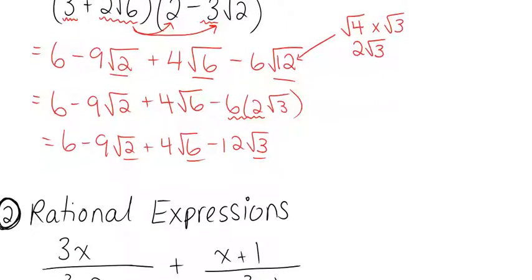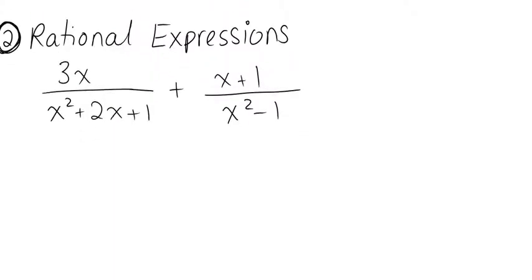So we're done. Okay, second topic was rational expressions. So in this section, we're going to be either adding, subtracting, multiplying, or dividing, one of those. So if we're adding or subtracting, we have to make sure our denominators are the same. If we're multiplying and dividing, we don't.